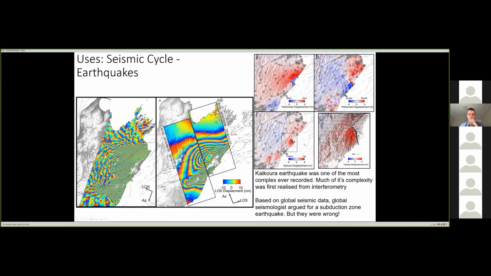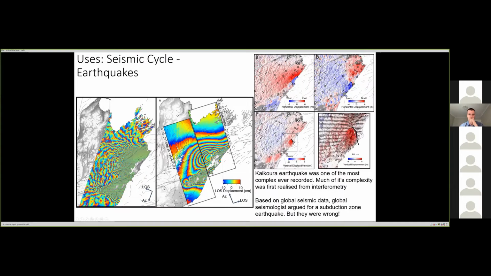So if we come back to earthquakes, we can use the technique to monitor the entire seismic cycle. That's looking at the deformation caused by the earthquake itself, but also the period in between large earthquakes and the period immediately after the earthquake. In this example, again, this is Kaikoura. These are 2 examples of interferometry using ALOS-2 data. This is a fairly long wavelength signal that generally performs much better in New Zealand because of the vegetation issues. What you can see on the left is an interferogram where each one of these fringes is around 5 centimeters.